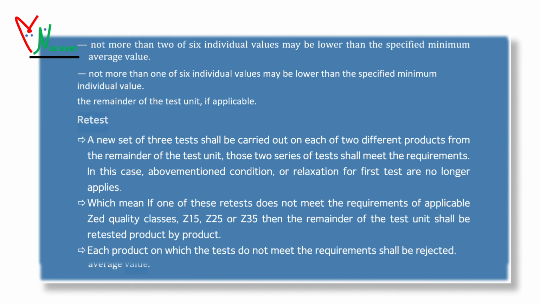Retest, if applicable. A new set of 3 tests shall be carried out on each of 2 different products from the remainder of the test unit. Those 2 series of tests shall meet the requirements. In this case, the above-mentioned condition, or relaxation for the first test, no longer applies. This means if one of these retests does not meet the requirements of applicable Z quality classes, Z15, Z25 or Z35, then the remainder of the test unit shall be retested product by product. Each product on which the tests do not meet the requirements shall be rejected.